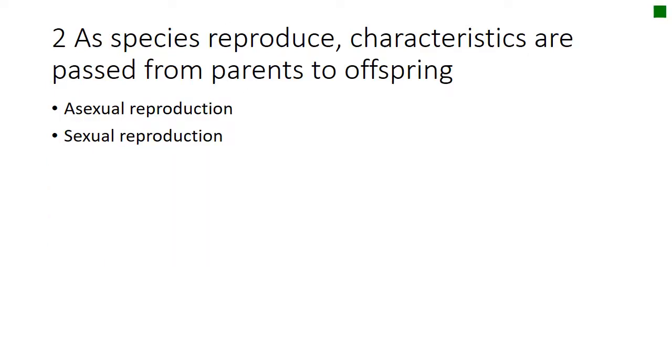Okay, section 2. As species reproduce, characteristics are passed from parents to offspring. There are 2 kinds of reproduction we talked about in class. We talked about sexual and asexual reproduction. Asexual reproduction is typically what happens with plants and some bacteria. The whole thing about asexual reproduction is that it only involves one parent, and the inheriting happens so that the offspring has identical characteristics. Okay, and that's because the adult makes an exact copy of itself.